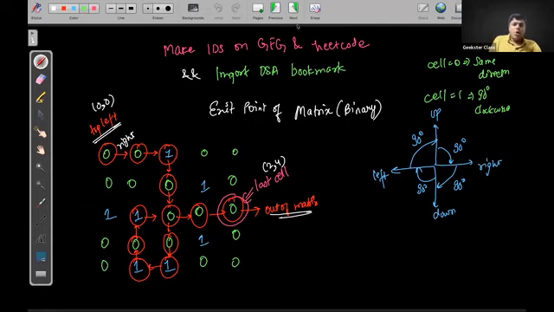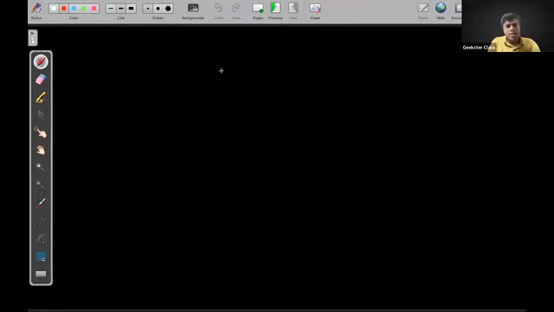So Saurabh is saying when all are ones. So let's see if all are ones. So this is 1, this is 1, this is 1, this is 1. Maybe it can be an even bigger matrix, so I am taking an even bigger matrix. Initially we are starting from 0, 0, that is top left, and the initial direction is right.